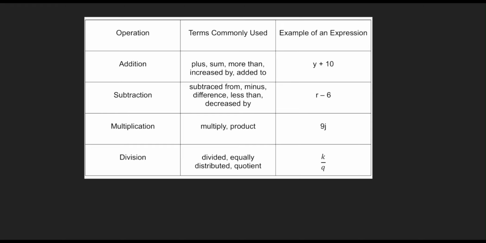Subtraction, you will have subtracted from or minus, difference, less than, or decreased by. For multiplication, commonly used are multiply and product. For division, you might come across words like divided, equally distributed, or quotient. Yeah, so I really believe that this will help you to open up your mind that there are other words or phrases that are used as a replacement for the operations of addition, subtraction, multiplication, and division.